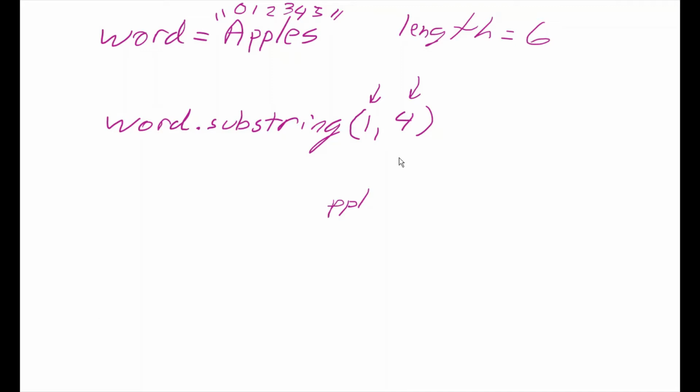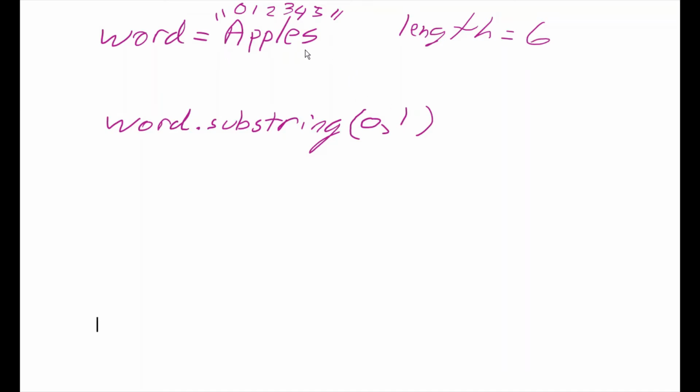Okay, interesting. How would I just get the first letter of the word? Okay, let's take a look at that. Well, if I just want the first letter of this word, that would be letter A in this case. That would be starting from position 0 up to, but not including 1. Yeah, that would get me the A, sure.